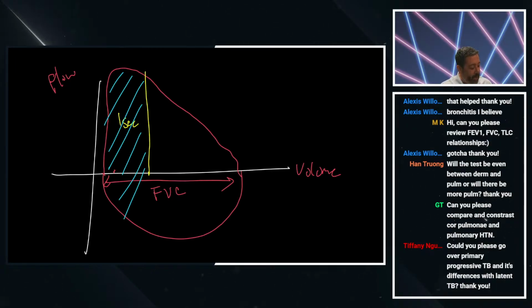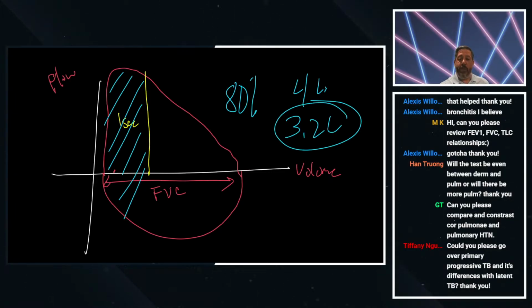And again, the magic number for that one is 80%. If your forced vital capacity was, let's say, 4 liters, we want you to get out 80% of that. So what is that, like 3.2 liters of that 4 liters of your forced vital capacity should be able to get out of your lungs in 1 second. And we look at how well you perform that.